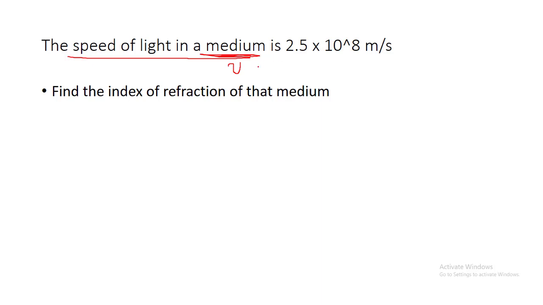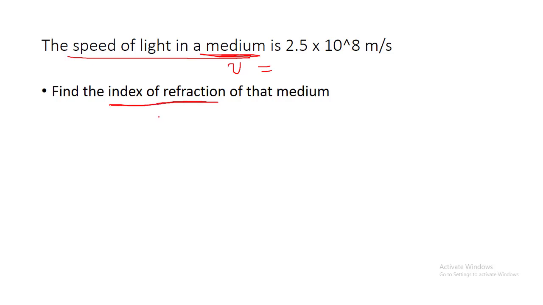This is the speed, which equals 2.5 times 10 to the power 8 meters per second. As you notice, this speed is slower than the speed of light in vacuum, because the speed of light in vacuum is the fastest you can get. So then it says find the index of refraction in that specific medium.